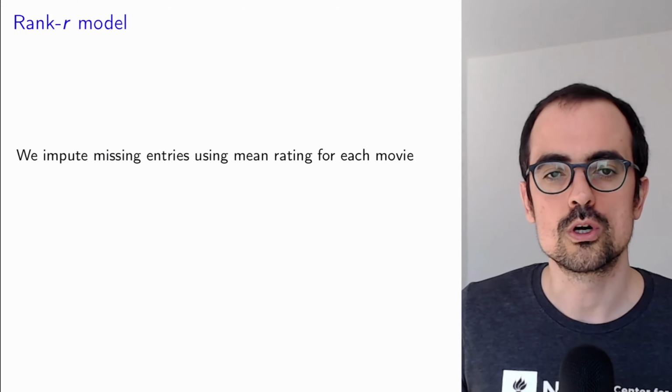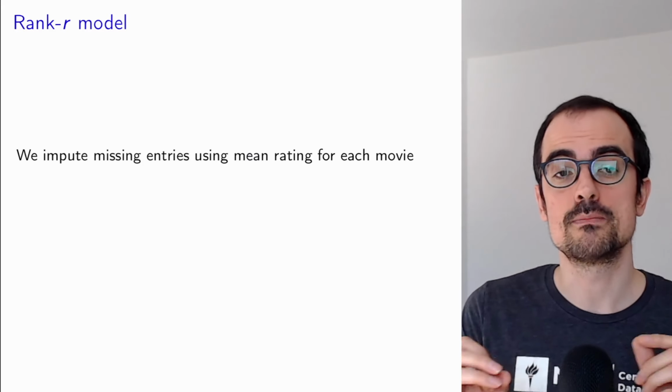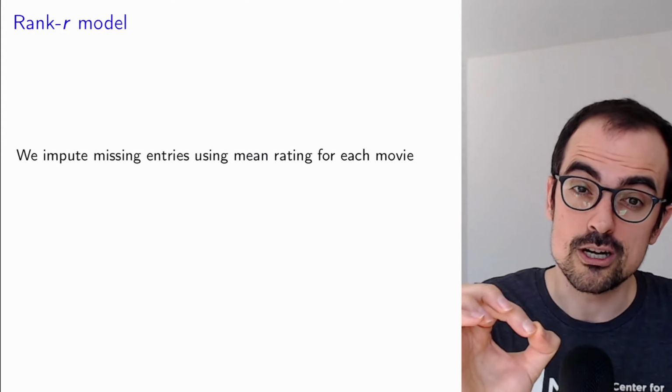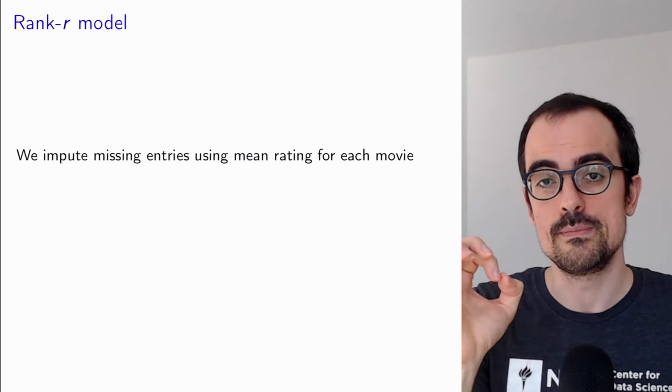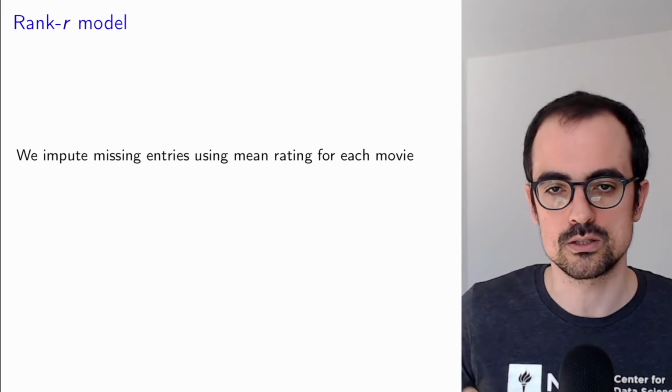So what do we do? We're going to first impute the missing entries in a naive way. Here it works much better to impute the mean rating for a particular movie, as opposed to imputing the mean rating over all movies or the mean rating for a particular user. It just works much better, so that's what we're going to do.